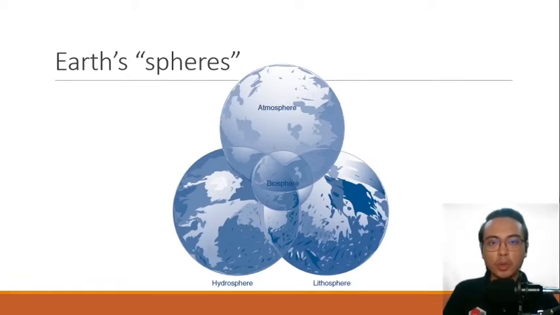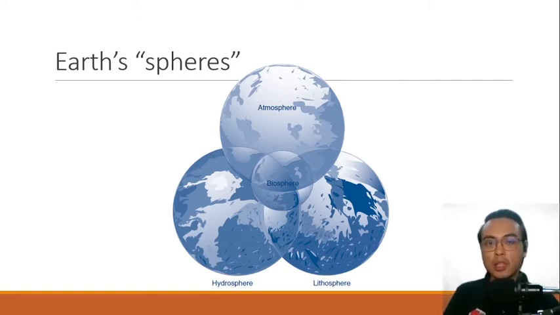Before we dive into the technical details about ecosystems, let's first refresh your memory about the spheres of the Earth. These spheres are the major subdivisions of Earth that are distinguished by their boundaries. So we have the atmosphere dealing with the air, we have the hydrosphere dealing with the bodies of water, we have the lithosphere dealing with the bodies of land, and at the middle, at the intersection of those three spheres, we have the biosphere, which encompasses all living species.